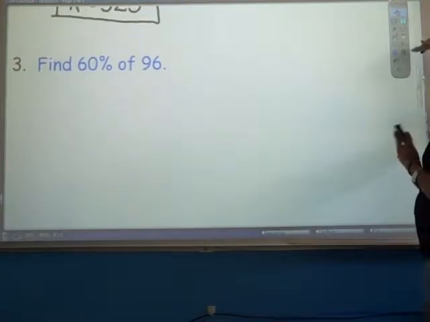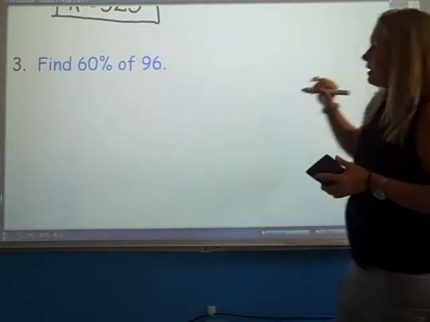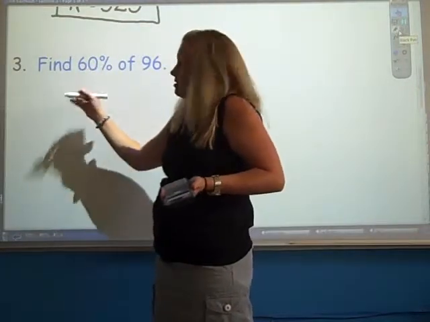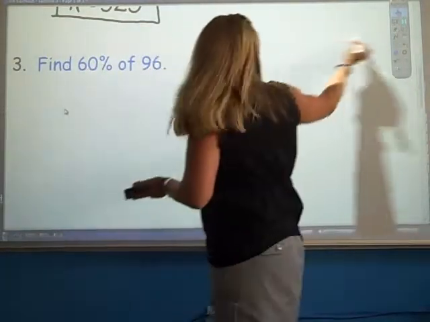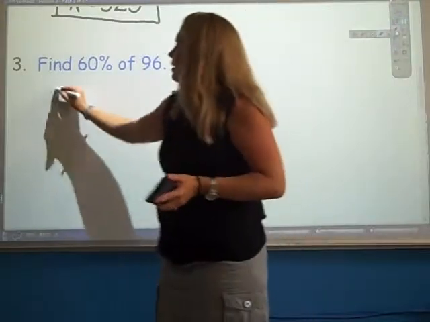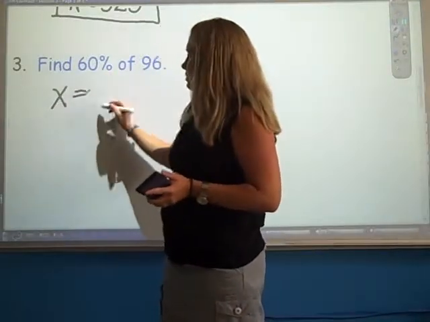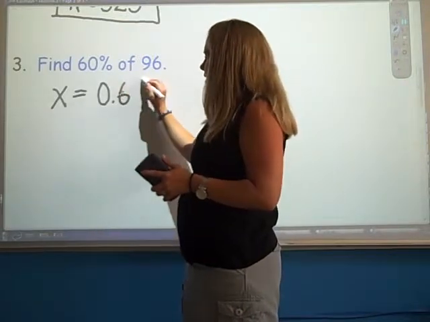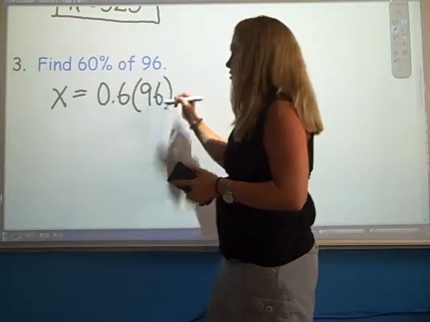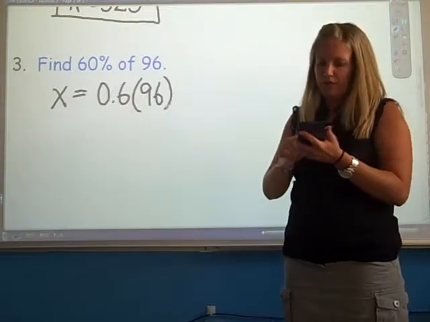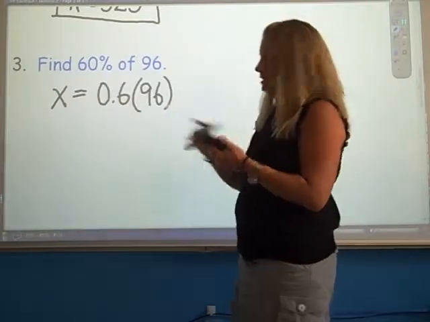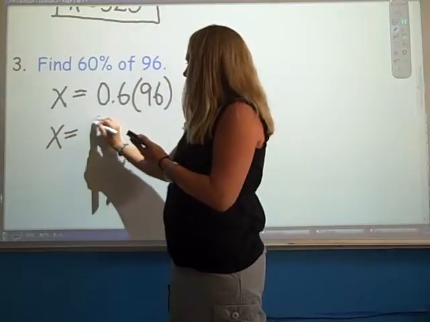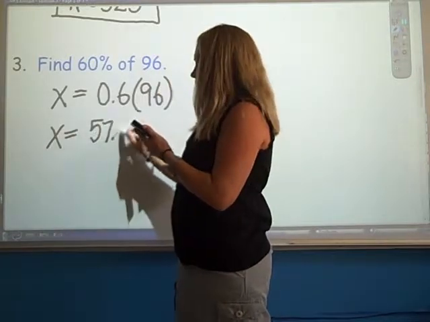Number 3, find 60% of 96. Okay? Find, that means we want to know what x equals. Sorry, thought I clicked on the pen. X equals 60%. Got to make that a decimal. 0.6 times 96. All you're doing is multiplying. You're not really even solving. This is a simple equation. X equals, I get 57.6.